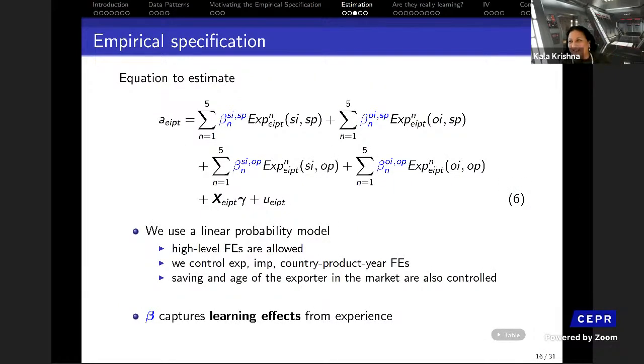Okay. The equations look ugly, but they're not. We're saying the probability that you use preferences depends on these different kinds of experiences and how much you have, and then on these controls, and then an error. We have the savings and the age of the exporter as controls. We have lots of fixed effects, so all these estimates are within estimates. We control for the exporter and the importer. We have in the paper a table that shows, whatever you do, put in whichever fixed effects you want, this part of the estimate is very robust. We have country, product, year fixed effects here. And these betas that we're going to estimate are capturing the learning effects from experience. So the algebra in this equation looks ugly, but it's really nothing.